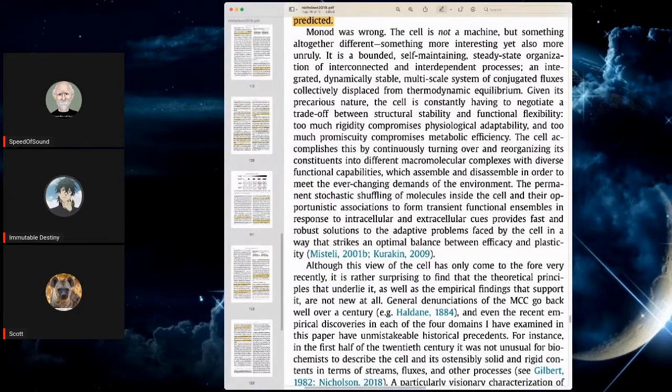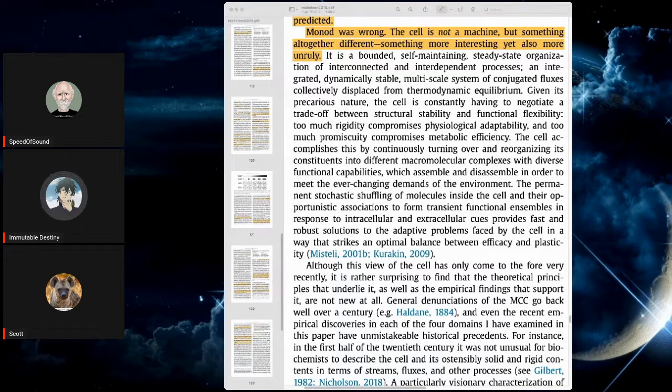Monad was wrong. The cell is not a machine, but something altogether different. Something more interesting, yet also more unruly. It is a bounded, self-maintaining, steady-state organization of interconnected and interdependent processes, in an integrated, dynamically stable, multi-scale system of conjugated fluxes collectively displaced by thermodynamic equilibrium.